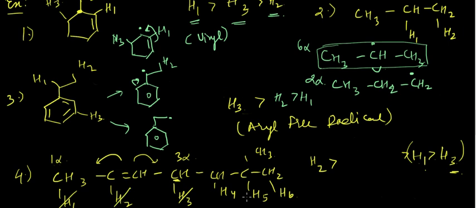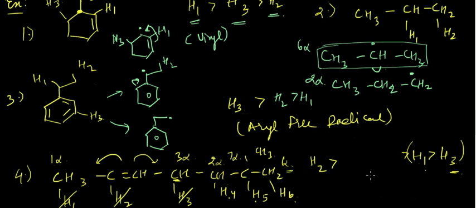Now the only things left are H4, H5 and H6. We have to compare them only on the basis of hyperconjugation, because resonance is not involved. When a free radical forms on the carbon atom containing H4, we have 1, 2 alpha hydrogens. On H5 we will have 3, 4, 5, 6, 7 alpha hydrogens. And the carbon which is joined to H6 will have only 1 alpha hydrogen.